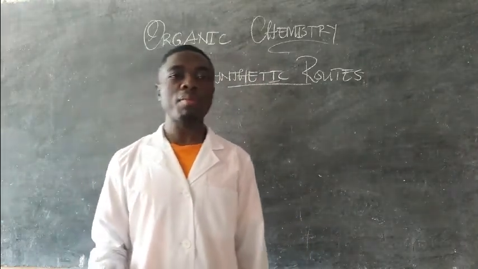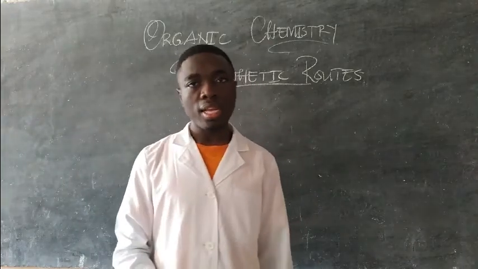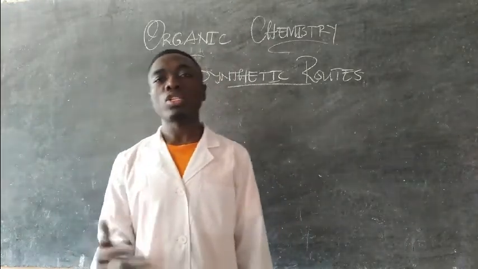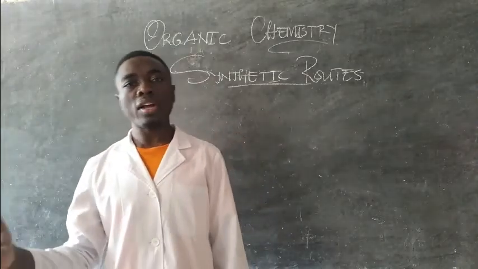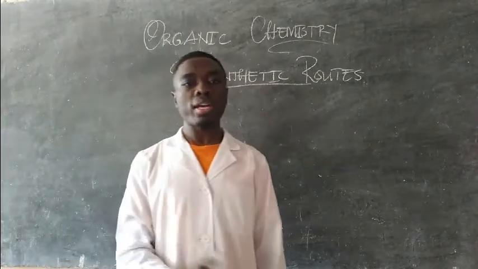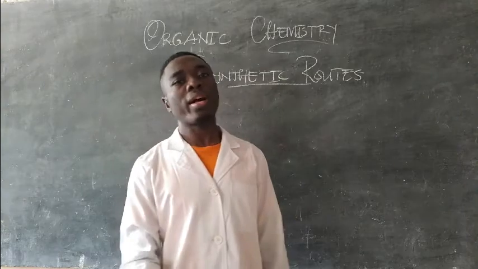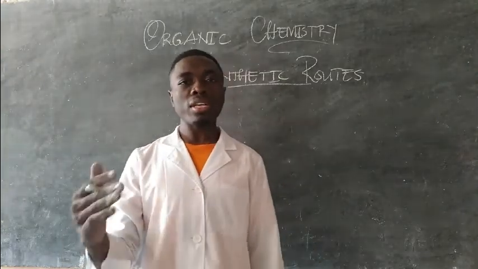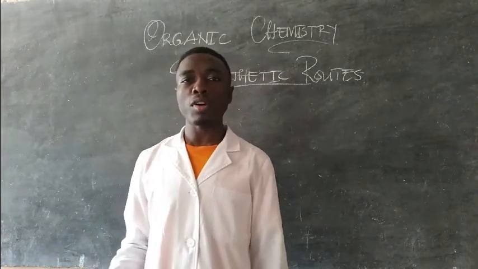For example, how can I convert from an alcohol to an alkene? How can I convert from an alkene to an alcohol? How can I convert from an alkene to a haloalkane? How can I convert an alcohol to a haloalkane? And all of that. So it gives you the interrelationship between the different compounds.